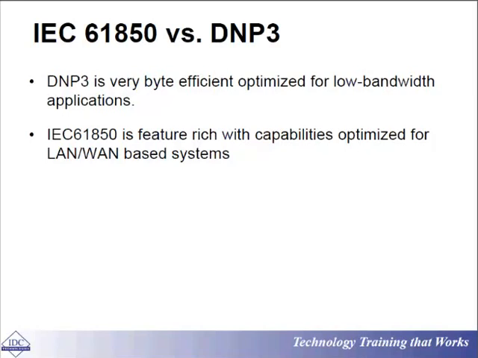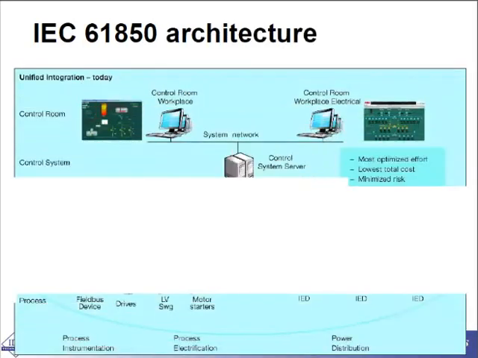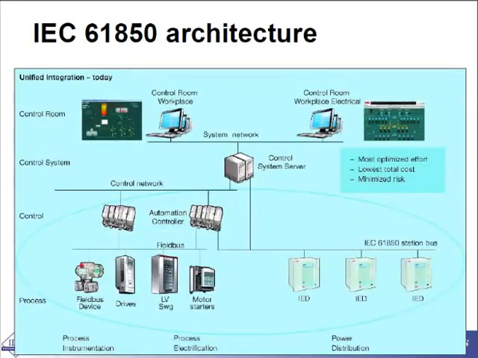So the idea for the 61850 is to enrich the capabilities which are optimized for LAN WAN-based systems. As long as you have got that LAN WAN available, that's not a big issue. So again, you can see from the top, you have got system network, you have got control network, you have got protection network. You have got process network. A lot of networks. So you're just simply going to connect these networks together.